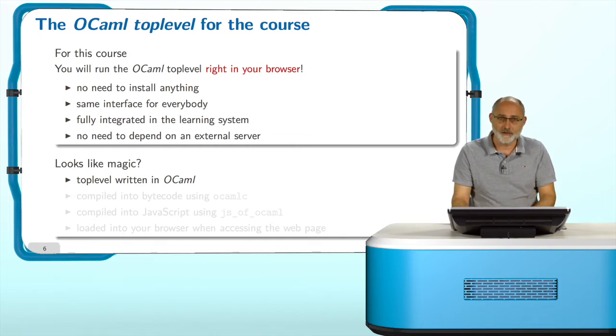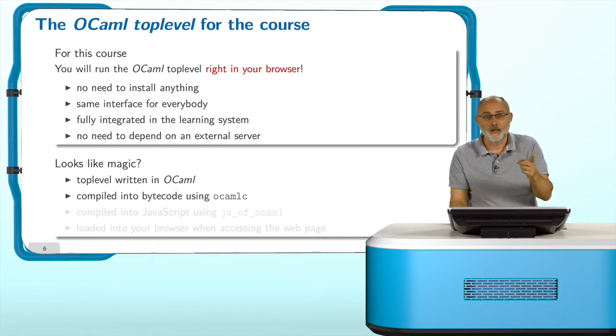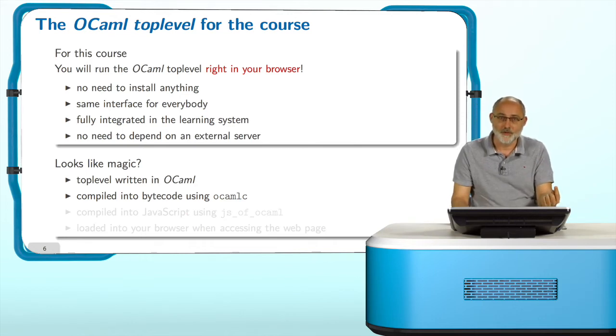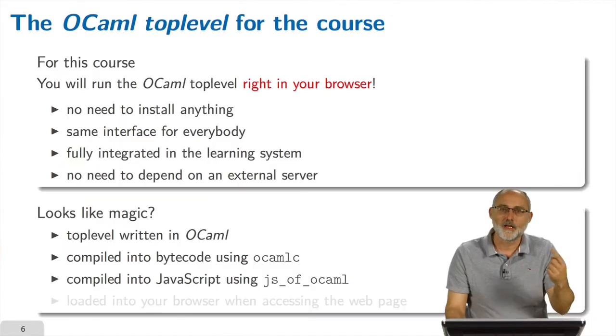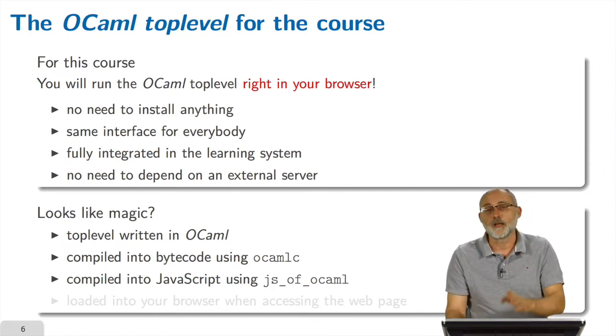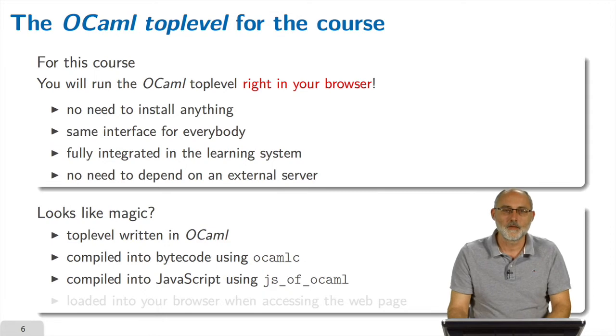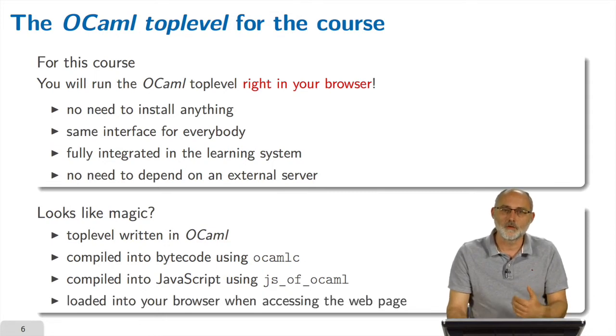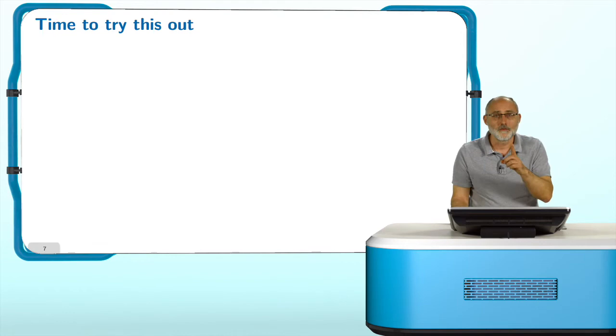environment is entirely written in OCaml. Well, it has been compiled into bytecode using the OCaml bytecode compiler. Then the result is compiled into JavaScript using the js_of_ocaml compiler and some other bindings, of course. And then all this is loaded into your browser, just JavaScript code, as soon as you access the web page. Okay. So maybe this is time to try this out. Let's see a couple of examples.